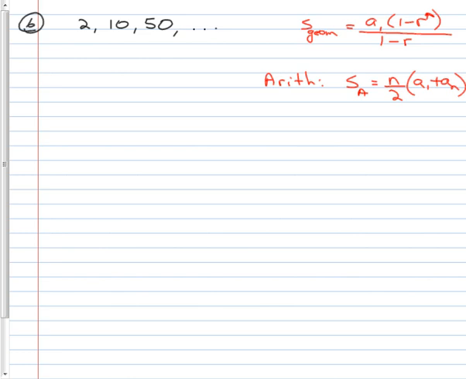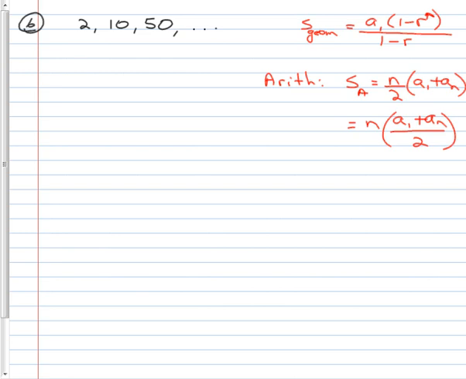700. Where is it? Can't even see it now. Sum. Back too far. Oh, this book wrote it this way. N times a sub 1 plus a sub n, divided by 2. Either way. So there's the sum of the arithmetic.